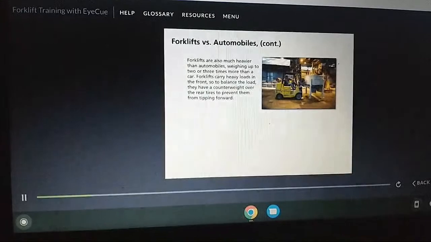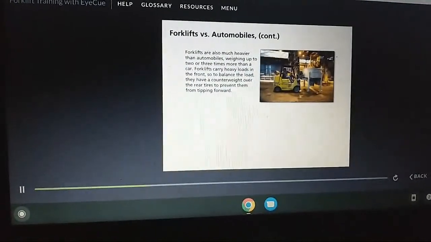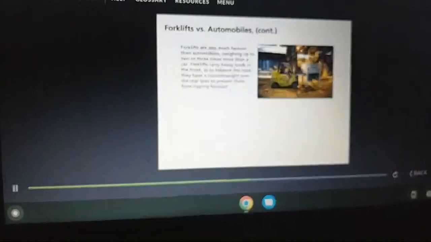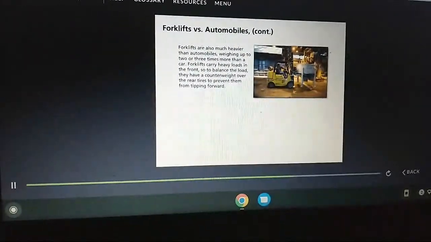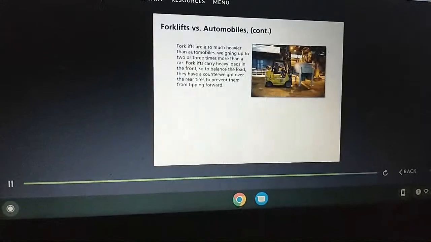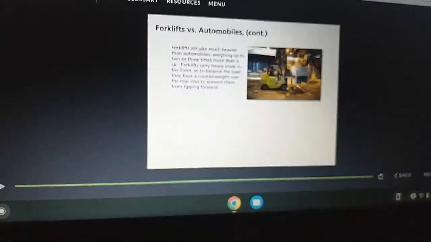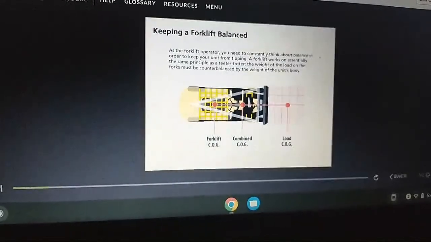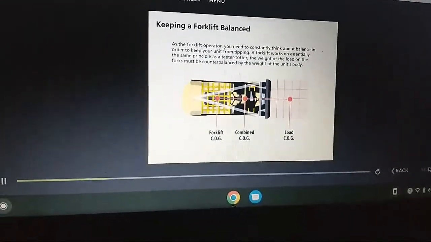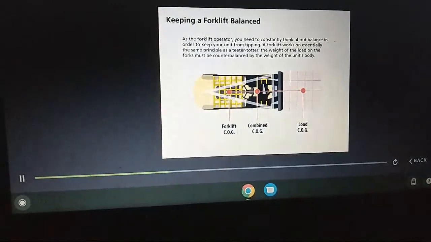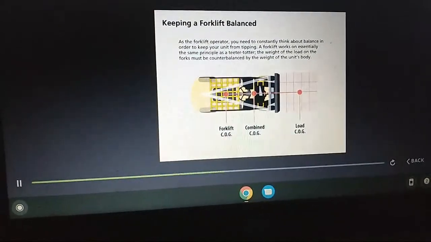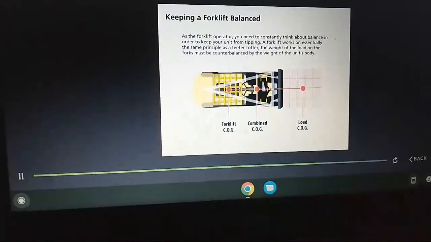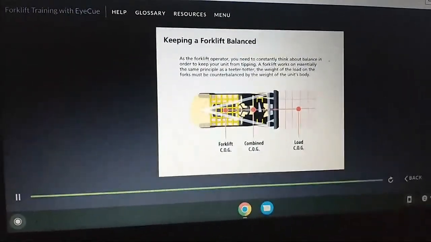Forklifts are also much heavier than automobiles, weighing up to 2 or 3 times more than a car. Forklifts carry heavy loads in the front, so to balance the load, they have a counterweight over the rear tires to prevent them from tipping forward. As the forklift operator, you need to constantly think about balance in order to keep your unit from tipping. A forklift works on essentially the same principle as a teeter-totter. The weight of the load on the forks must be counterbalanced by the weight of the unit's body.